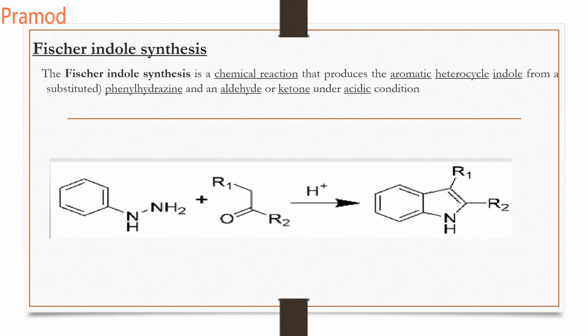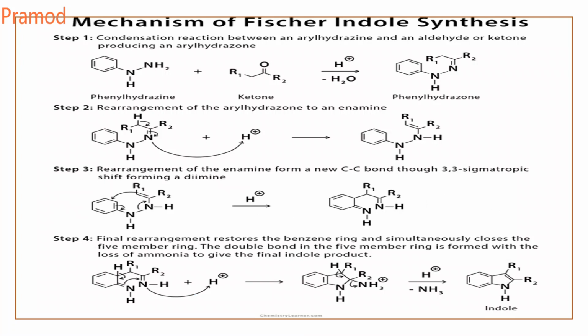So what is the starting material? Phenyl hydrazine reacts with an aldehyde or a ketone in the presence of an acid to give a substituted aromatic heterocyclic indole moiety. Okay, so now let's go for the mechanism. What is the first step?